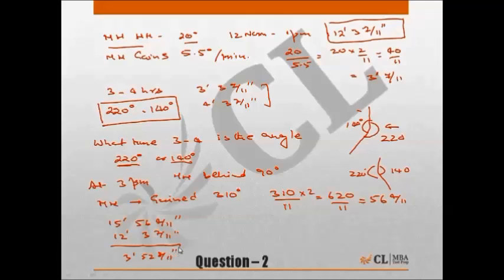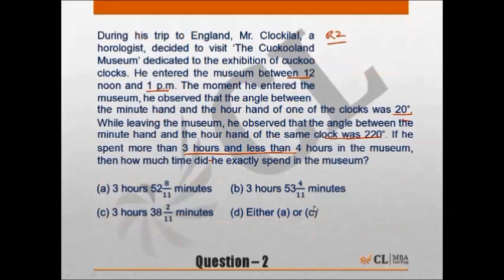Similarly, you should check out for 140 degrees. If it is 140 degrees, the minute hand was behind by 90, so the minute hand will have to gain 140 plus 90, 230 degrees. To gain 230 degrees, it will be 230 into 2 by 11, which is 460 by 11. You can find the time when he leaves and check whether there is another answer or not. So you'll find that choice A and C, both of them satisfy, hence the correct answer becomes choice D.